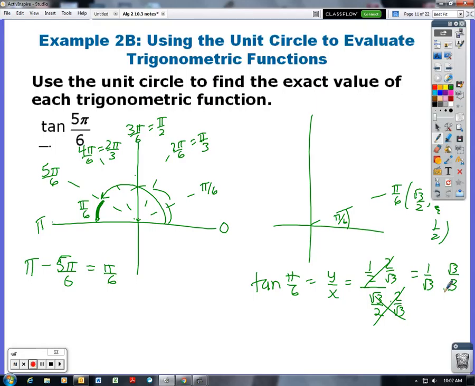Then I have to check the sign. So 5 pi over 6 is in quadrant 2. If you do all students take classes, only sine is positive in the second quadrant. So that means that tangent would be negative. So the answer is negative root 3 over 3.